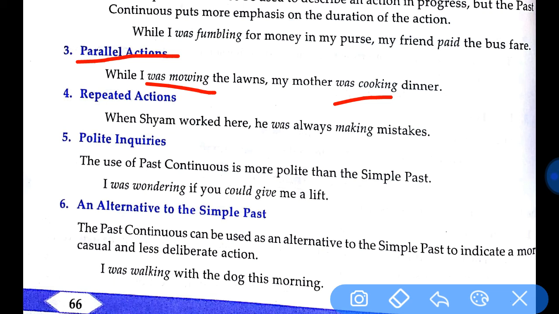When Sham worked here, he was always making mistakes. So look at the repeated action. When Sham worked here, he was always making mistakes. So it's a repeated action.